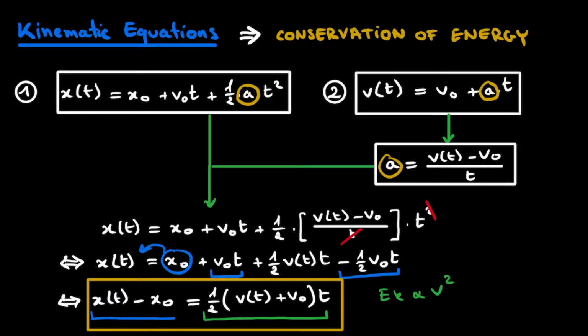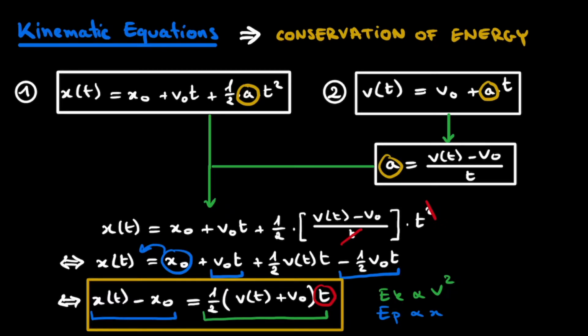And on the other side, we simply have terms that have the position, and we know that the potential energy is exactly proportional to the position of a particle. However, there's one thing that we don't have in the energy conservation law, which is this t, this time variable. So we want to get rid of this t in this formula somehow.